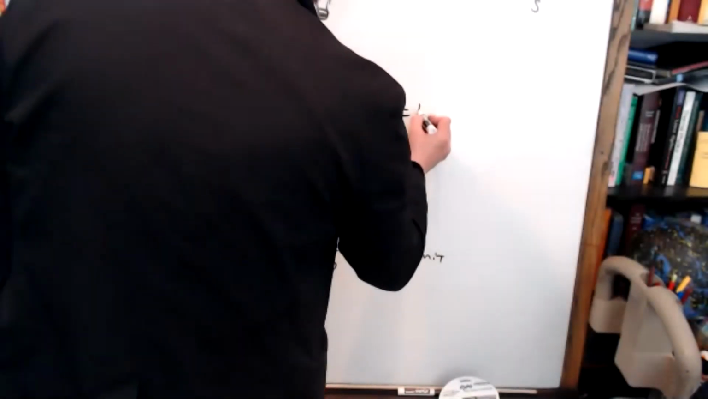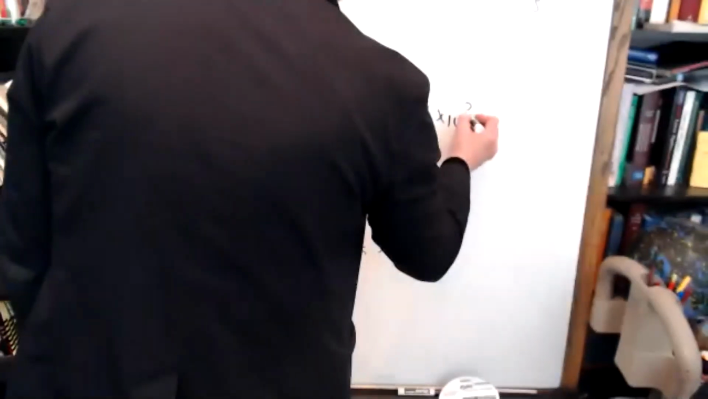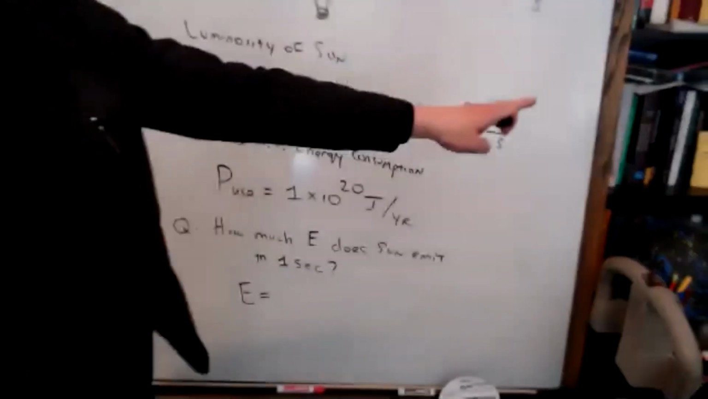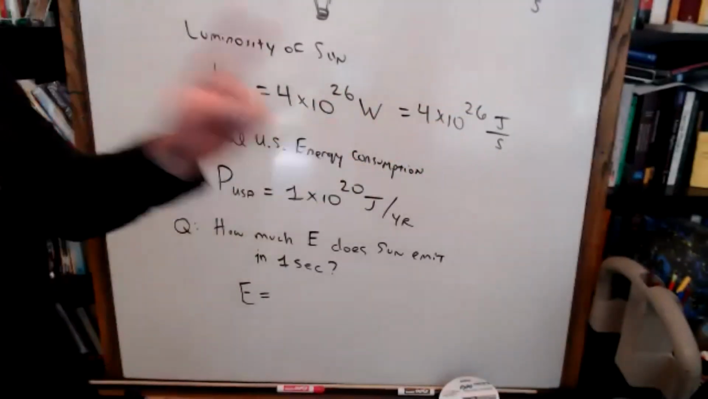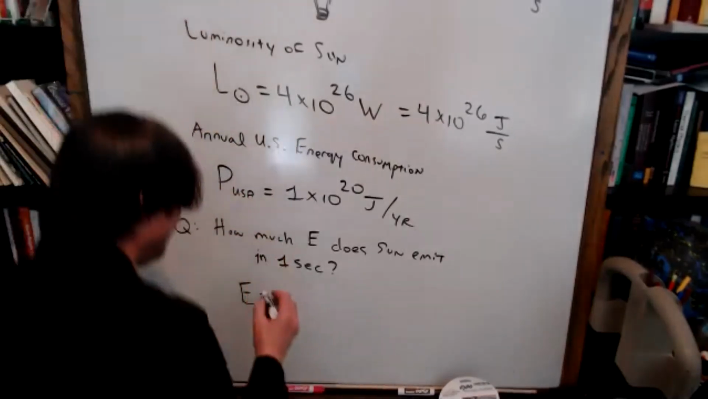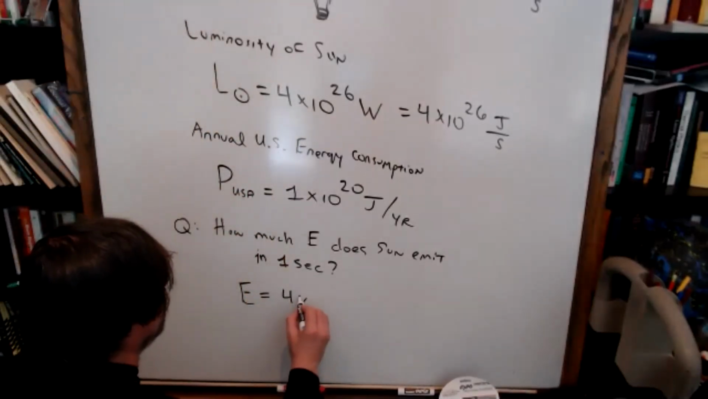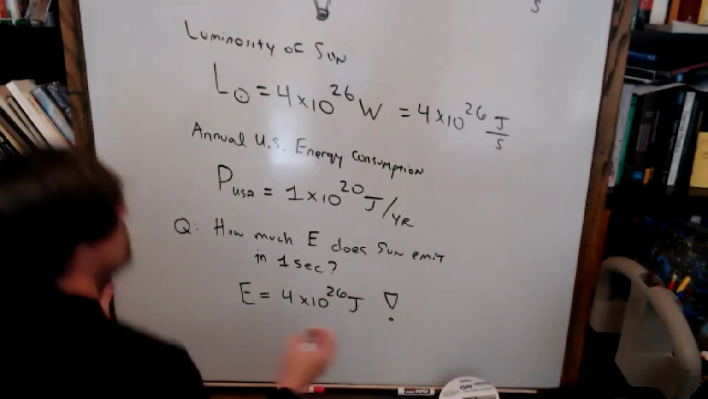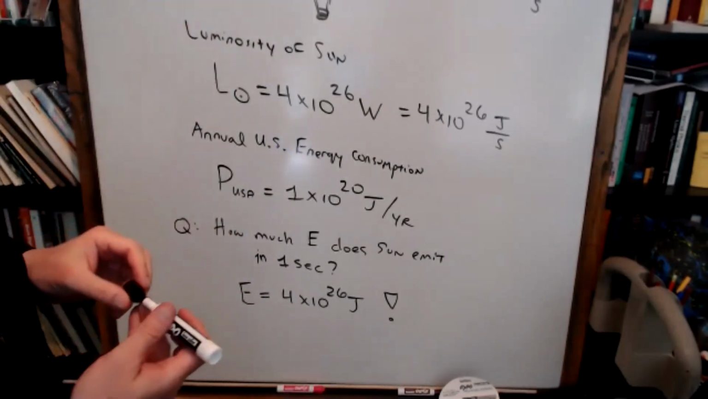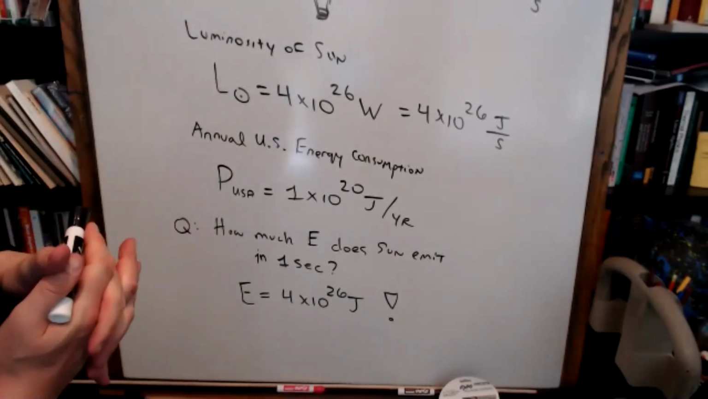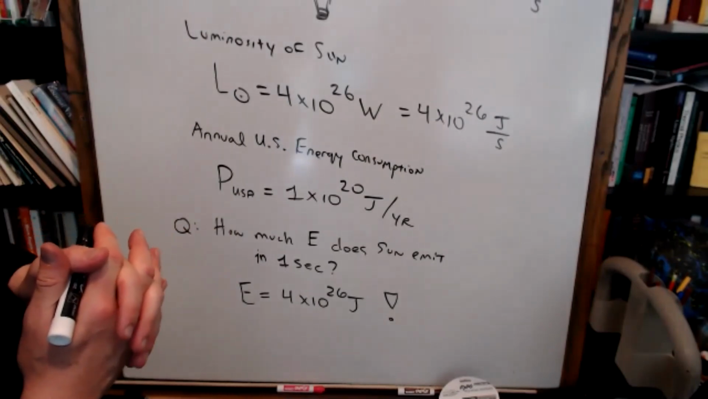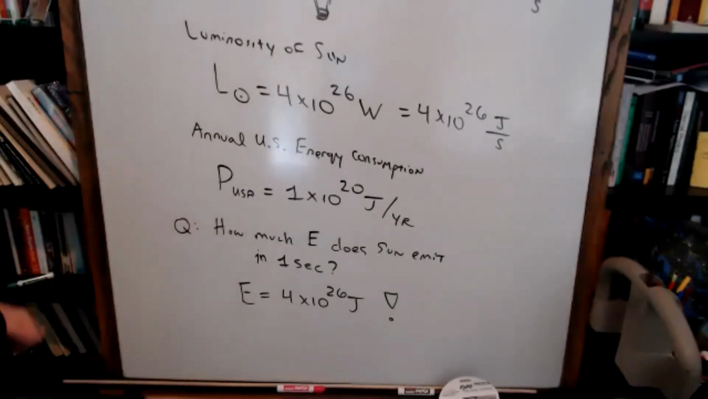Michaela understands that watts are a unit of power. So if the sun emits 4 times 10 to the 26 joules per second, then in 1 second, the energy produced would be 4 times 10 to the 26 joules. Michaela, is that more or less than the USA uses in an entire year? It's more. How many times more?